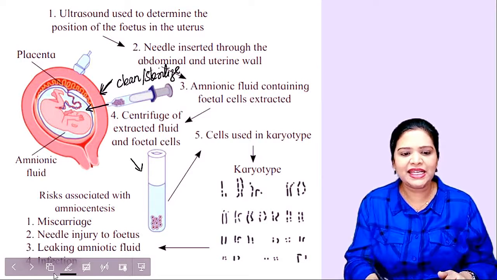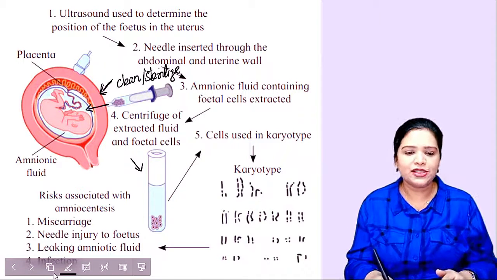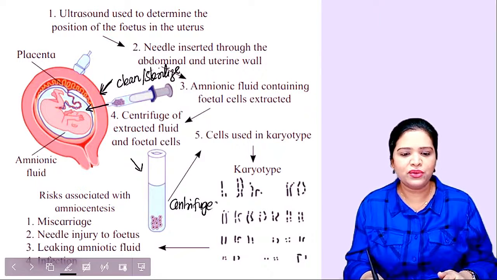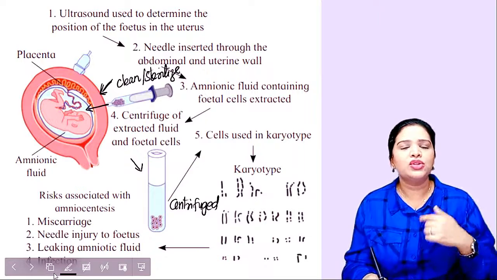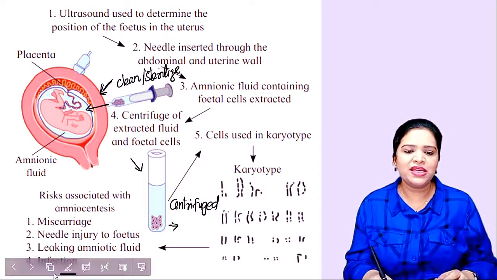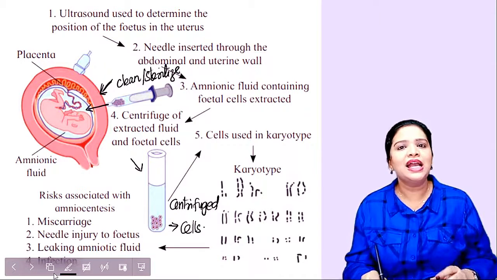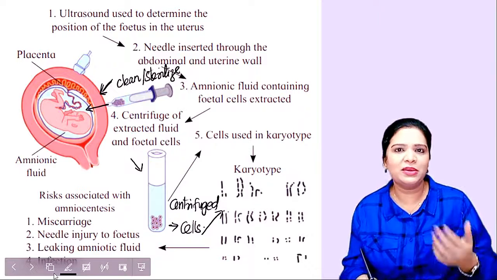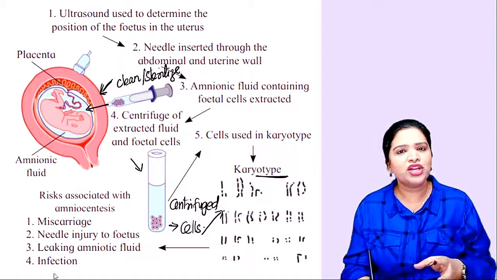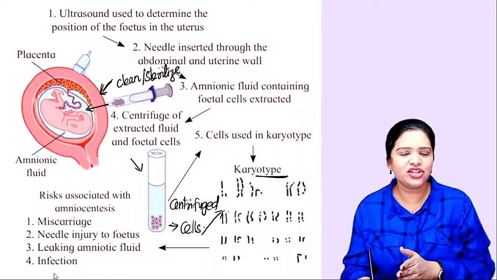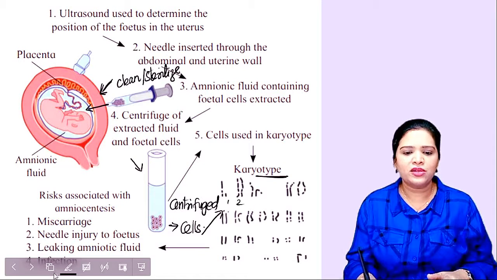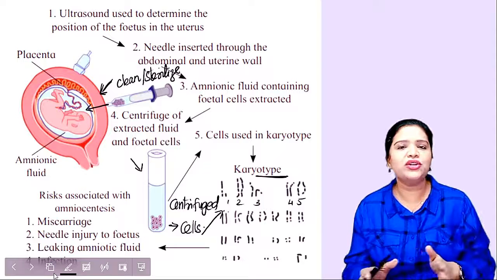Then it is transferred to a test tube, and then it is centrifuged. What happens when it is centrifuged? The cells get deposited, because the cells have a high molecular weight. These baby cells get deposited, and from these cells the DNA will be taken and karyotyping will be done. So what is karyotyping? It is to check the chromosome number. They arrange the chromosomes from pair 1 to pair 23, like this, 1, 2, 3, 4. They arrange the chromosomes in pairs.